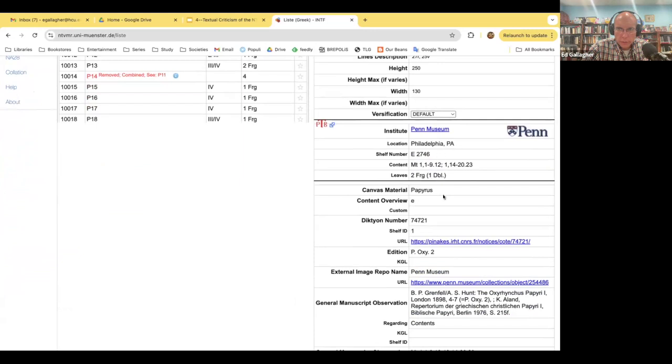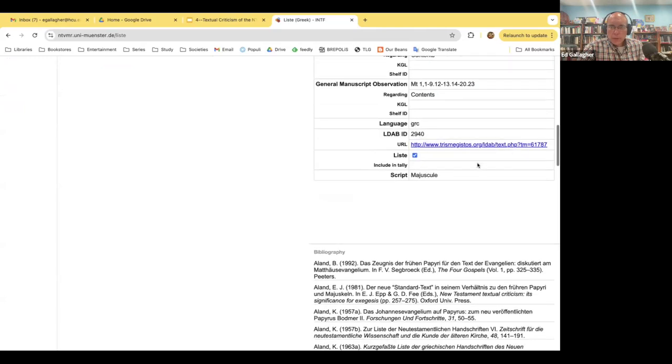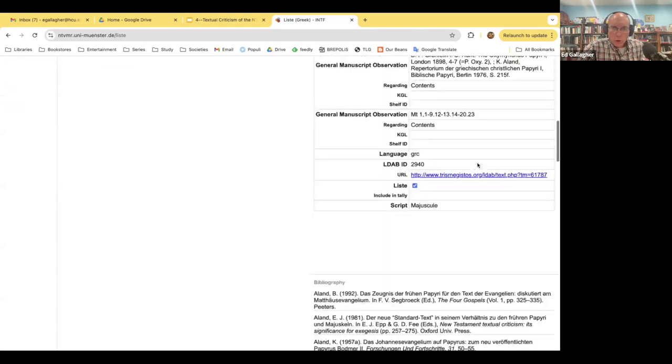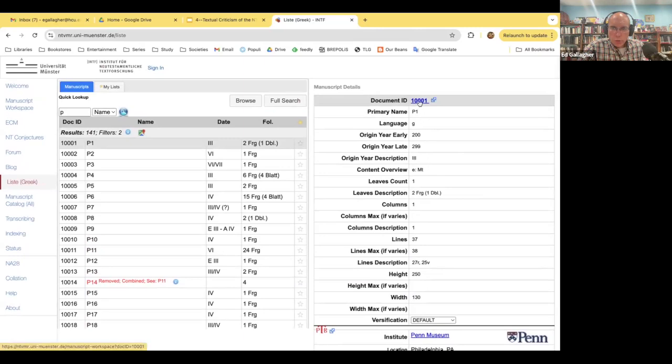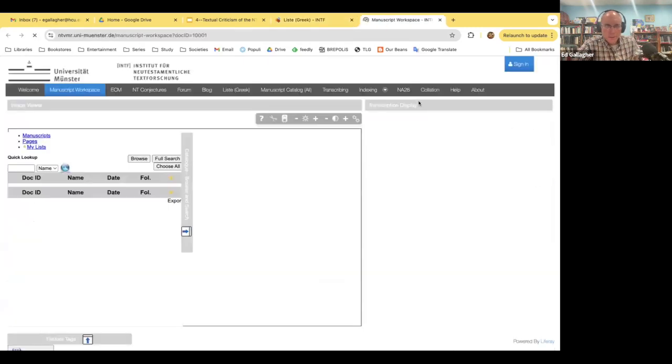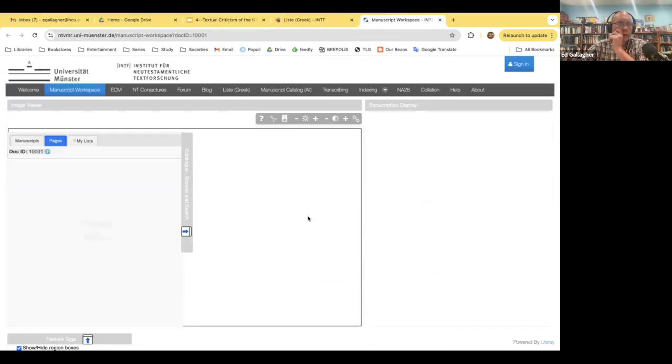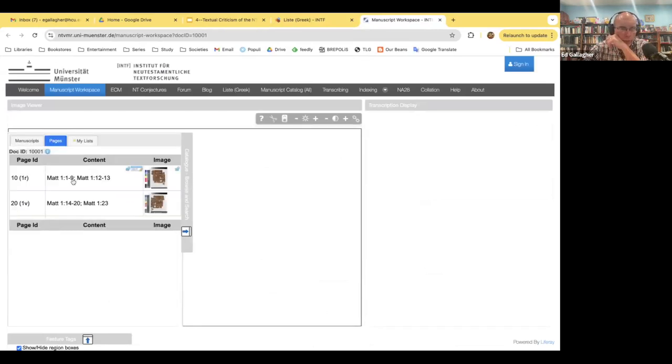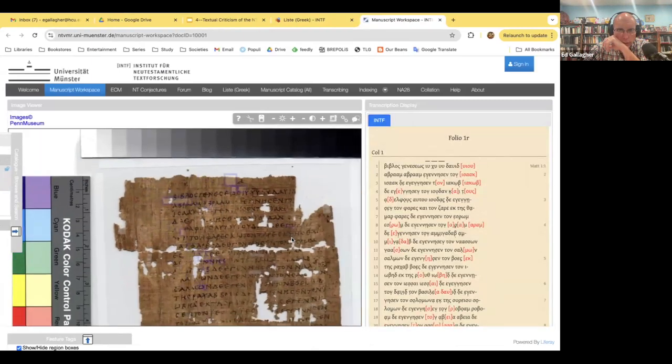And then you get some more information. It's in Philadelphia. It has a little bit of Matthew: Matthew 1:1 through 9 and 12, and then also 1:14 through 20 and 23. So I think basically it's got a little bit of Matthew chapter 1. Besides that, you can get some bibliography about it, so all kinds of information about P1. Then we click on a link here, and it takes us to the virtual manuscript room, and we can actually take a look at P1.